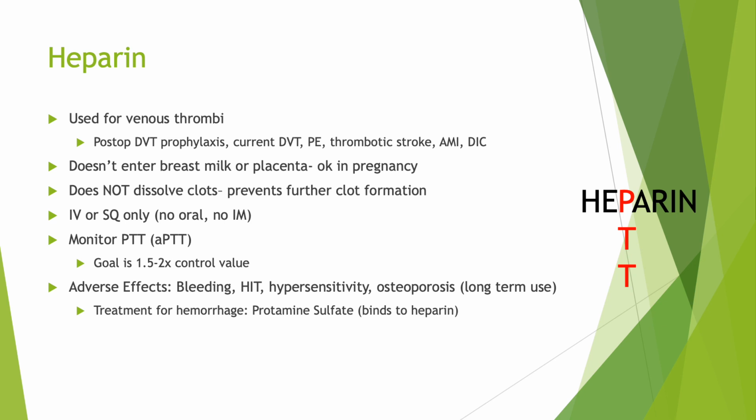Remember, anticoagulants are for venous thrombi. So a patient who has just undergone surgery and is at risk for a DVT, or a patient with a current DVT, pulmonary embolism, somebody who has suffered a thrombotic stroke, not a hemorrhagic stroke, or maybe they suffered an acute myocardial infarction. It's also a treatment for DIC, which involves that overconsumption of clotting factors due to excessive production of microclots. So slowing this coagulation process down with heparin can be a treatment for DIC.